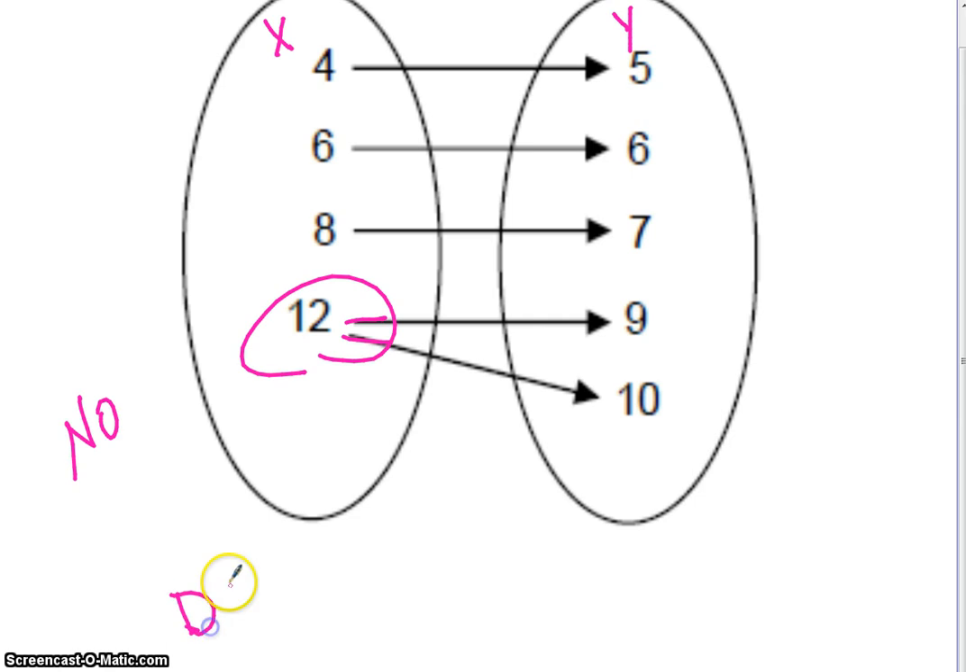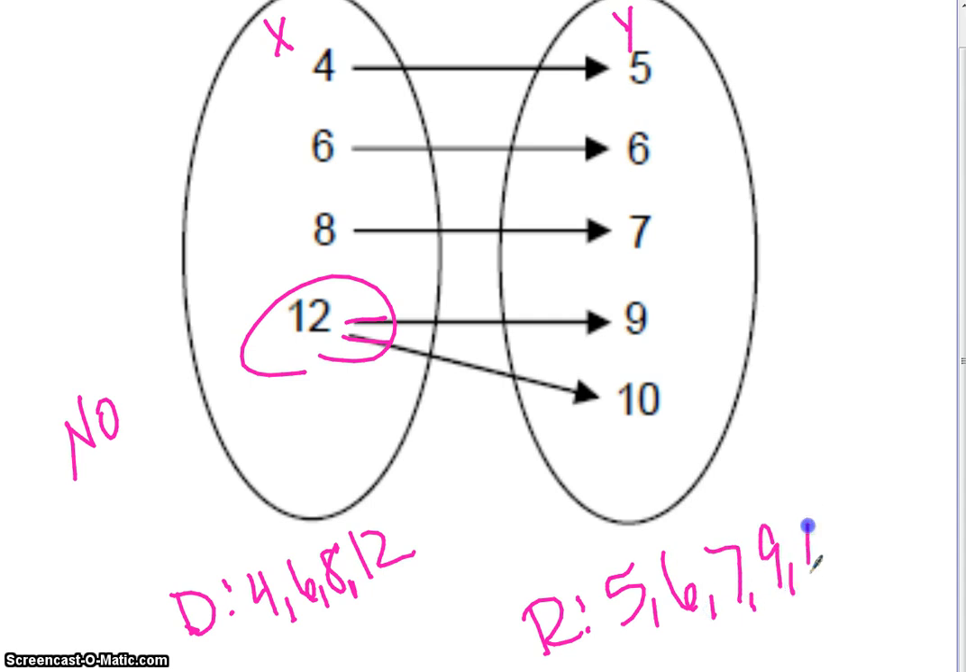Now, to give your domain and your range, we have a mapping, so it's a list. So your domain is simply 4, 6, 8, 12. Your range is 5, 6, 7, 9, and 10.